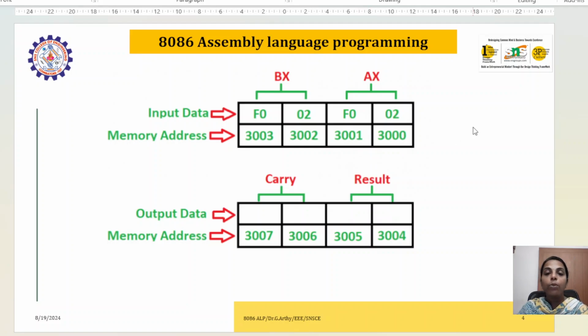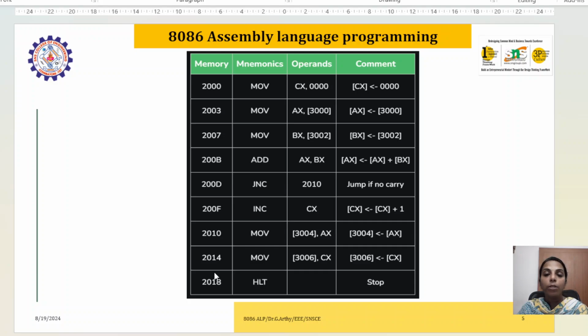Now for the same reason, two locations have been occupied for the results also. When I add these 16-bit data, I'll be getting 16-bit data along with a carry. In order to store the 16-bit data, I need two locations. This is 8-bit and this is 8-bit. So I'll be storing the result in 3004, and the carry I'll be seeing in 3006. Okay, now let us look into the program.